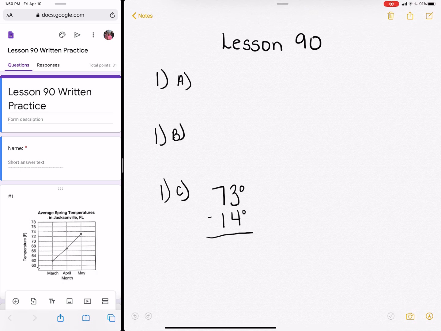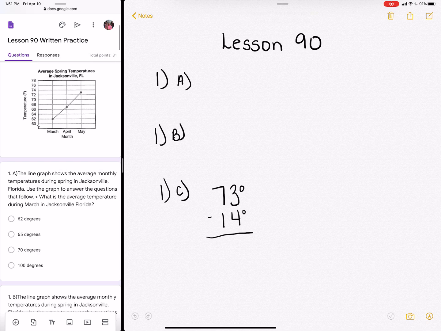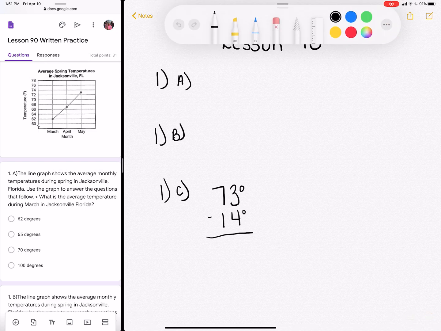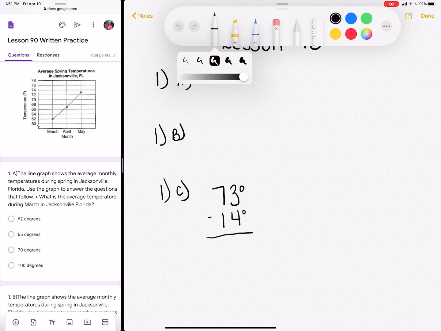1A. What is the average temperature during March in Jacksonville, Florida? I had to change this question up just a little bit to make it fit with the Google form, so that's the only question you need to answer for part A. And so you find the dot located above March on that line graph, and you find the number 62. So that would be 62 degrees.